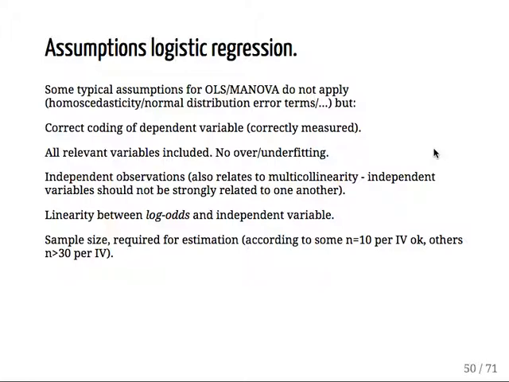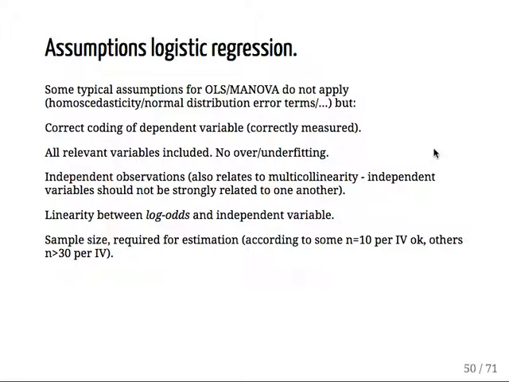Now linearity still applies, but it's linearity between the log odds and your independent variable. So you should still have this linear type association, but it's relaxed because it's not between the 0-1 outcome, but your log odds should relate linearly to your independent variable. I come across very, very few people who ever test this, so don't worry too much about this.